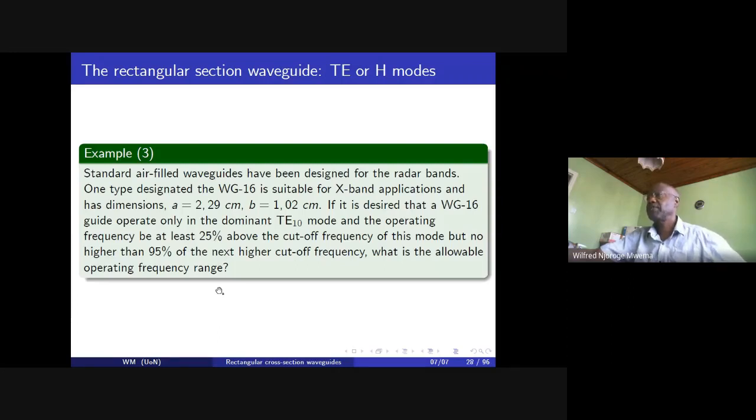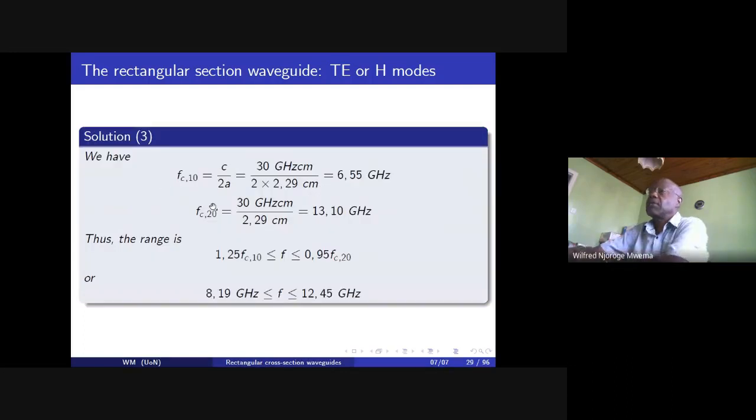waveguides for your application. So we are giving it a 95% so that if there are any discontinuities or issues with our guide that cause the cutoff frequency of the next higher mode to become lower, we won't be affected. Okay, so the bandwidth is just between the 25% above the cutoff frequency of the first mode and 5% below the cutoff frequency of the other. So this is what we do.